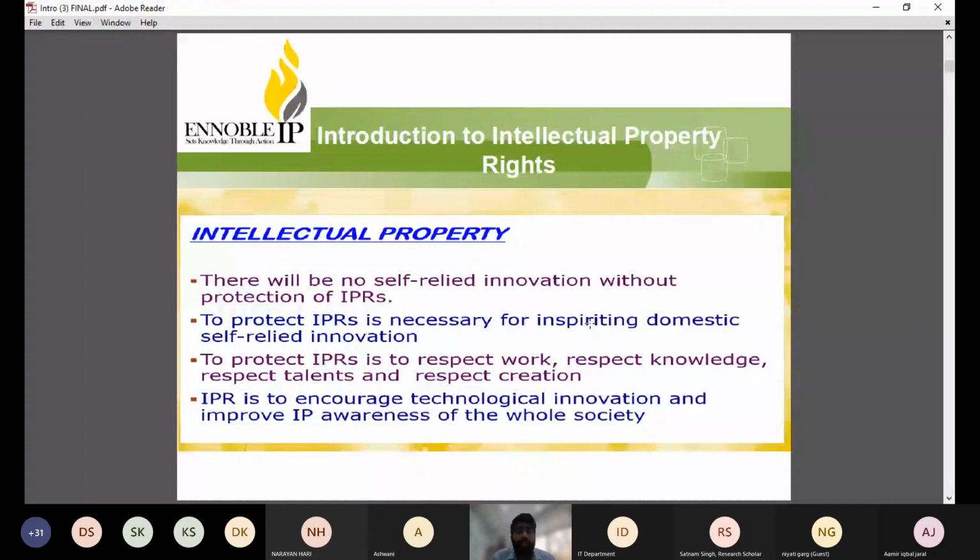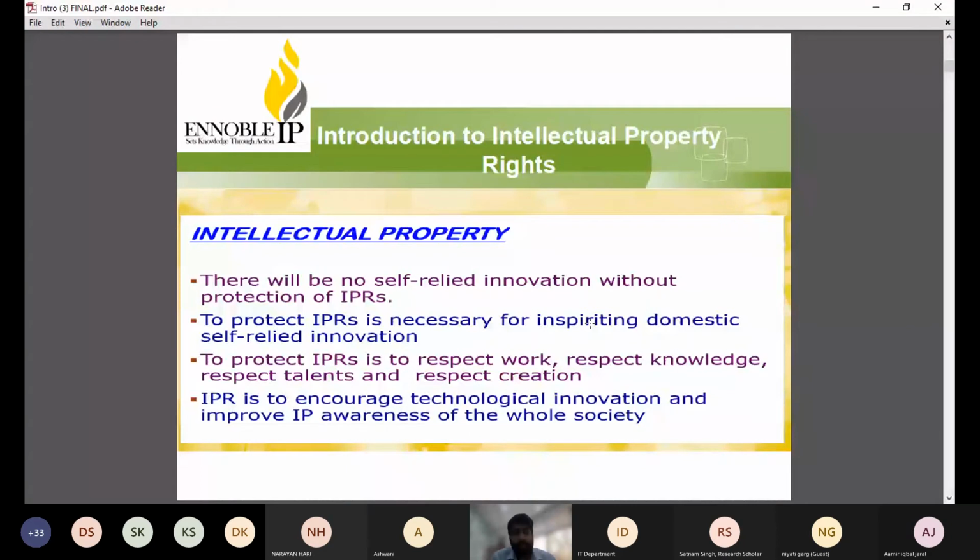So nowadays, we are seeing digital media, right? There's a boom in the digital industry. Whatever the digital creators are creating, if we can't protect that work, if we can't protect those artistic works, or those animations or whatever it relates to, then it is basically to respect the work, to respect the knowledge that different kinds of persons possess, to respect the talent and to respect the creation, right? Intellectual property rights also play a key role in encouraging technological innovation in the complete society.